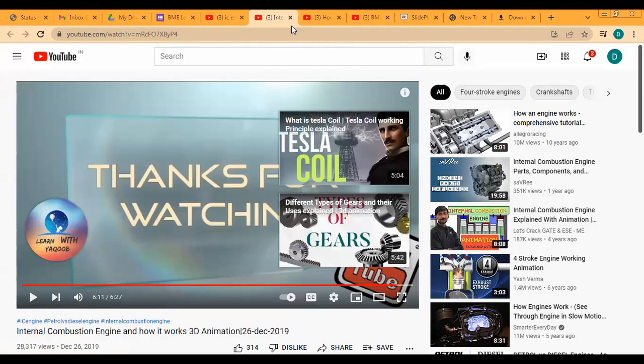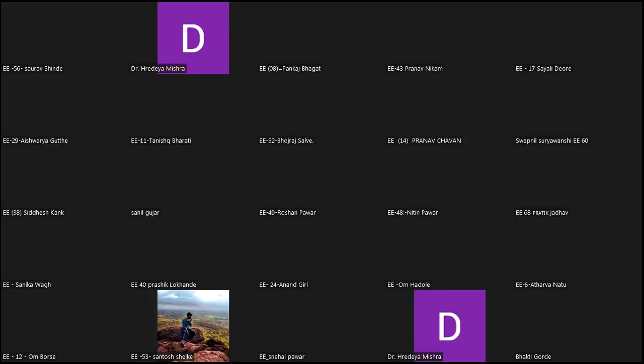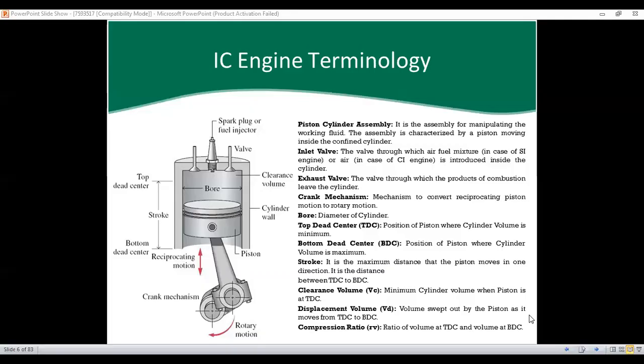Students, now you can observe and understand how this IC engine works. Okay, so for the IC engine, there are 2 types of IC engine. One is 4-stroke and the other is 2-stroke. Okay.